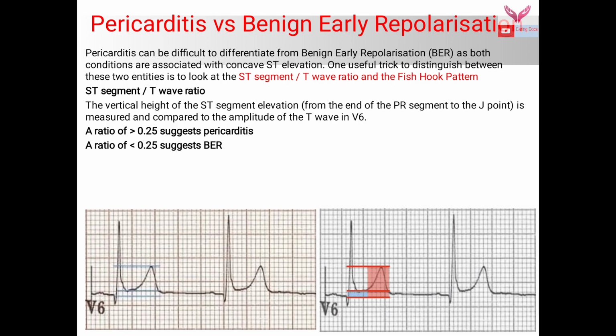The ST segment to T wave ratio is the vertical height of the ST segment elevation, that is from the end of the PR segment to the J point. It is measured and compared to the amplitude of the T wave in V6. If the ST segment T wave ratio is more than 0.25, it suggests pericarditis, and if it is less than 0.25, it suggests benign early repolarization.